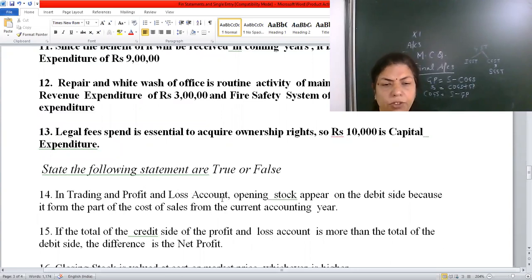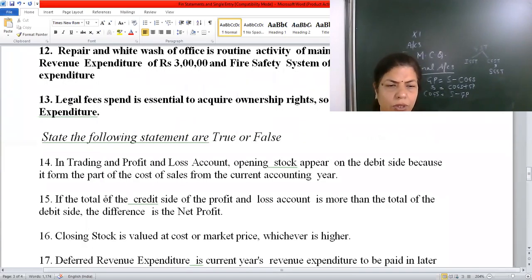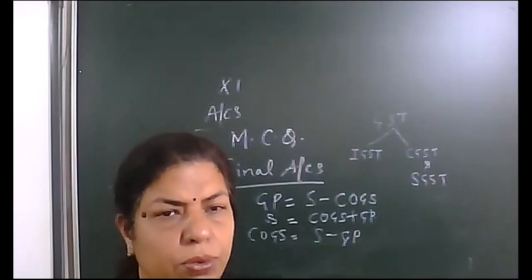See, it's very easy. Trading and P&L account, opening dash appear on the debit side. What opening? Stock. In the trading account, debit side we show opening stock, credit side we show closing stock. Okay. If the total of credit side is more than debit side, it is termed as net profit. So these are the questions which can come as true or false. That question may come in the form of fill in the blank also. I'm sure you all will be able to do these type of questions.